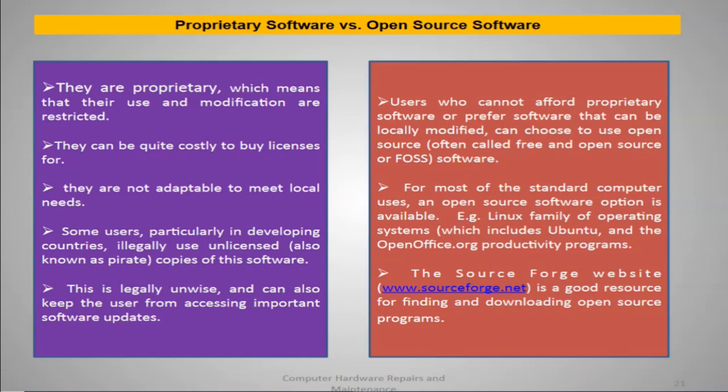As you can see here, they are proprietary, they are costly to buy, they are adaptable to meet local needs. Some users, particularly in developing countries, legally use unlicensed ones. This is legally unwise. So it's always better to use software that you can actually afford. And that's where open source comes in. The open source, on the other hand, is free. You can easily download it from the internet and use it for your own good.